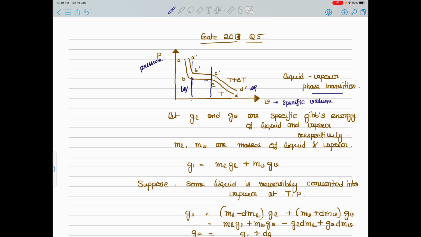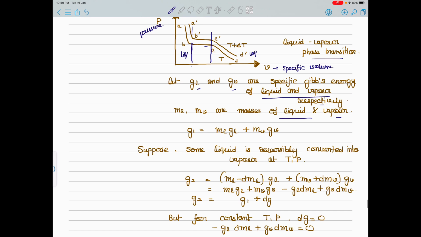Let us consider that GL and GV are the specific Gibbs free energy of liquid and vapor respectively. Let ML and MV be the masses of the liquid and vapor. So G1 for some phase 1 is nothing but ML into GL plus MV into GV. This is some initial Gibbs free energy which we have. Suppose now some liquid is reversibly converted into vapor at some temperature and pressure.